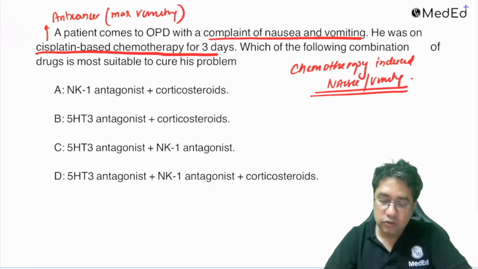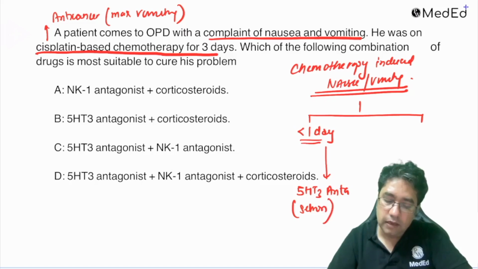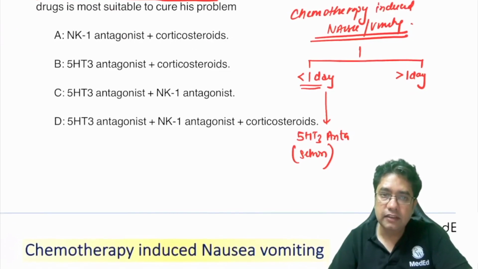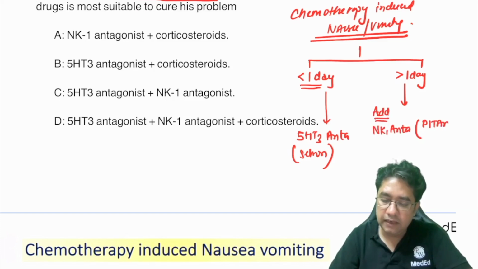Fine. So in chemotherapy-induced nausea and vomiting, if this vomiting is still 1 day old, less than 24 hours, we give 5-HT3 antagonist. These drugs end with the word cetron. But if it is beyond 1 day or 24 hours, then we add other drugs. Then we also add NK1 antagonist, neurokinin 1 receptor antagonist. They will end with the word pitant.